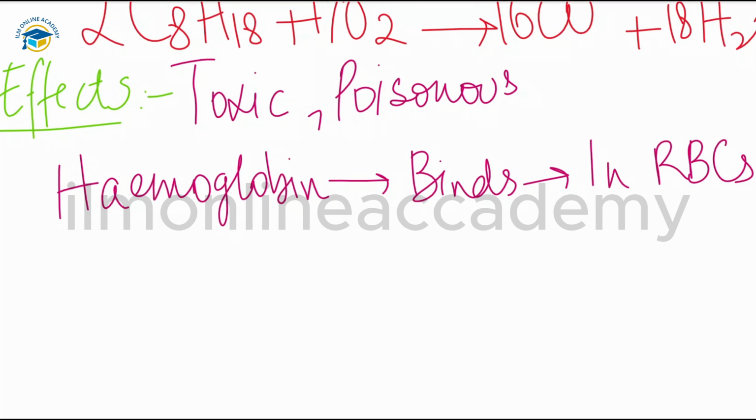It binds with our hemoglobin instead of the oxygen. Oxygen normally binds with the hemoglobin, but whenever carbon monoxide is present, hemoglobin has a greater affinity to bind with the carbon monoxide. So whenever we inhale, carbon monoxide enters, binds with the hemoglobin, and prevents the hemoglobin in the RBCs from carrying oxygen around the body.